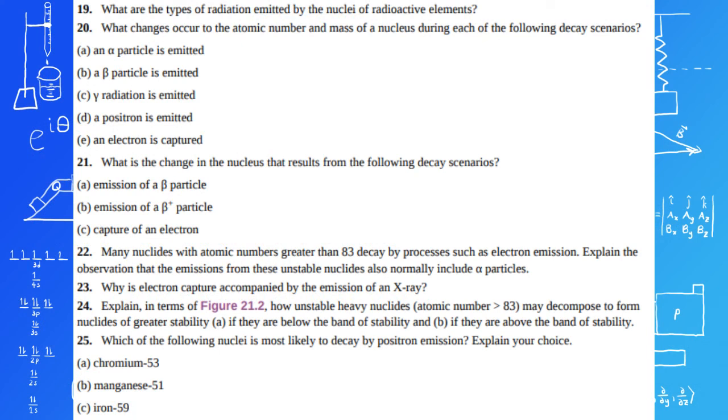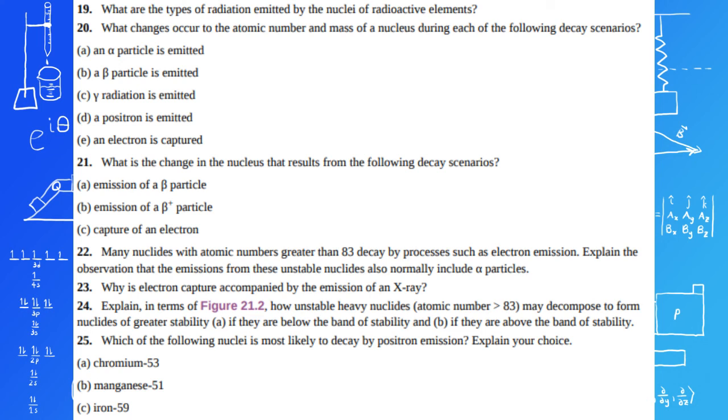What are the types of radiation emitted by the nuclei of radioactive elements? We've been over them. Go back to that first chart that I put up on screen. Number 20, what changes occur to the atomic number and mass of a nucleus during each of the following decay scenarios? Okay, that you can keep track of on your own. Just calculate the change in the mass number and the atomic number and you're good to go.